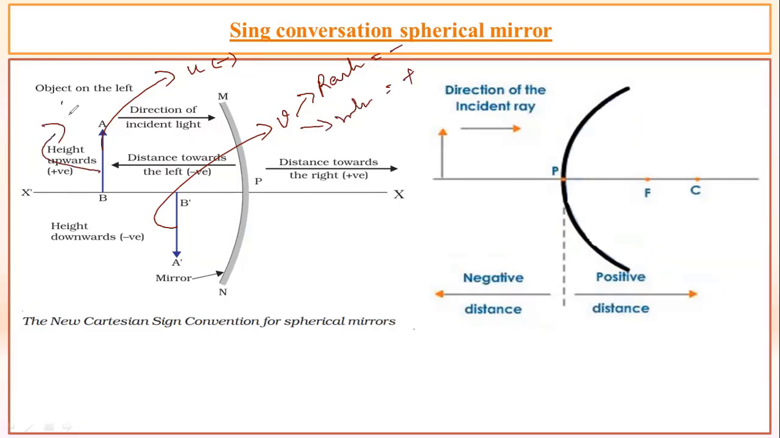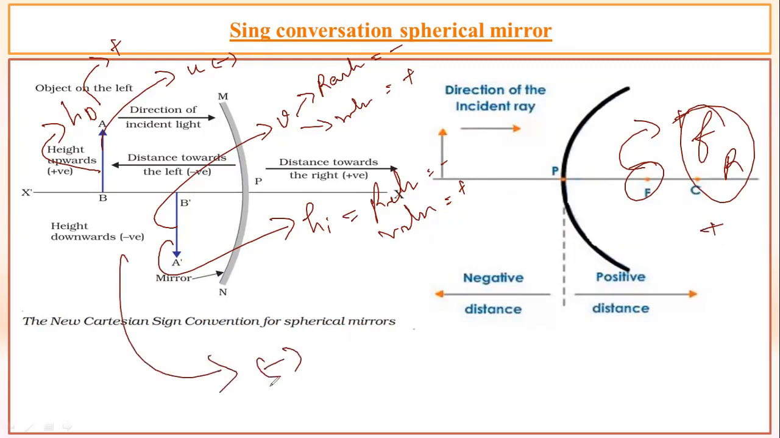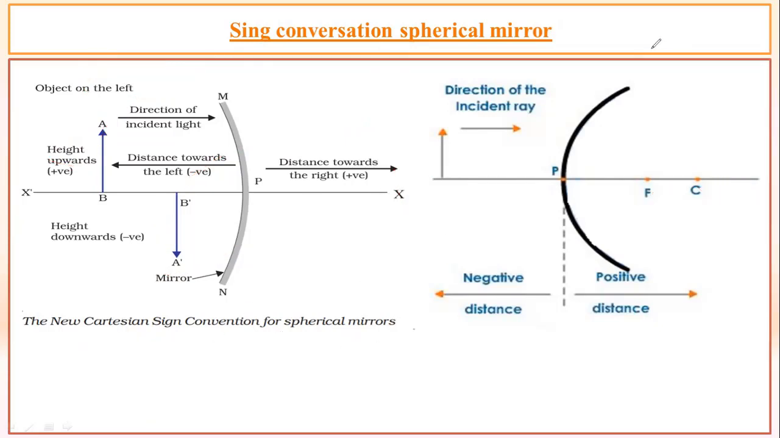The height of the object is represented with HO, and it is always positive. The height of the image is HI; for a real image it will be negative, and for a virtual image it will be positive. When we talk about the focal length for the convex mirror, the focus as well as the radius of curvature, both are positive. But for the concave mirror, they are negative. So you have to remember all these things, because only with that will you be able to solve the numericals.